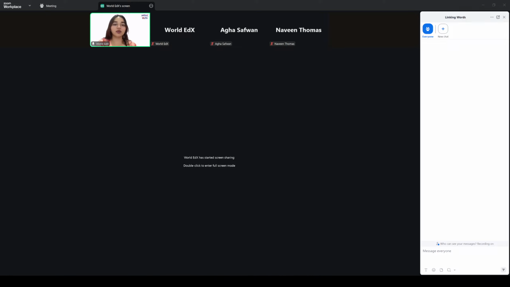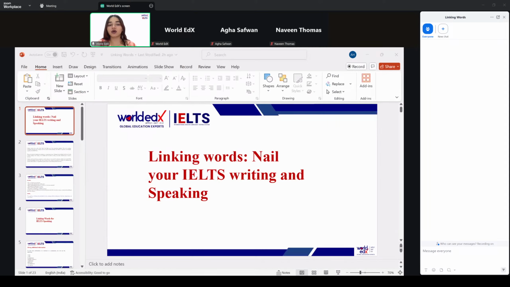Okay, I hope you can see the screen. And in today's session, we are going to discuss how to use linking words. For those of you who are not aware of what a linking word is, it's a word, a phrase, or a connector that is used to connect two sentences. Linkers or connectors, they're all used synonymously.